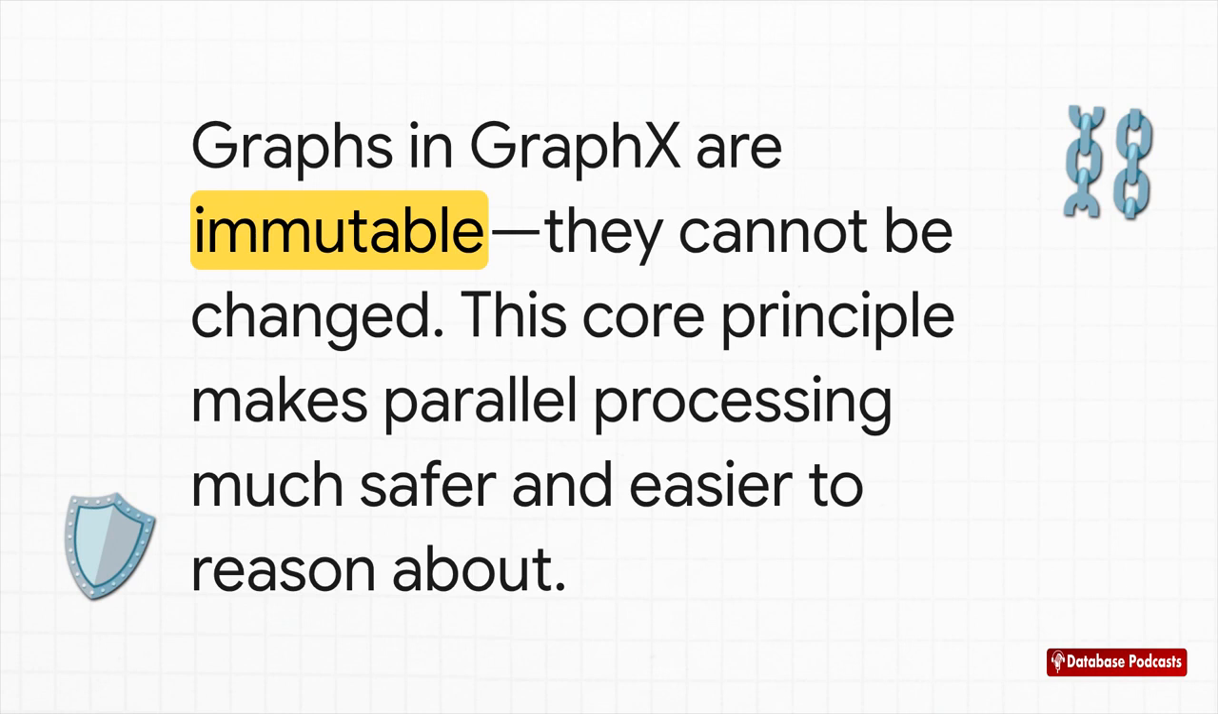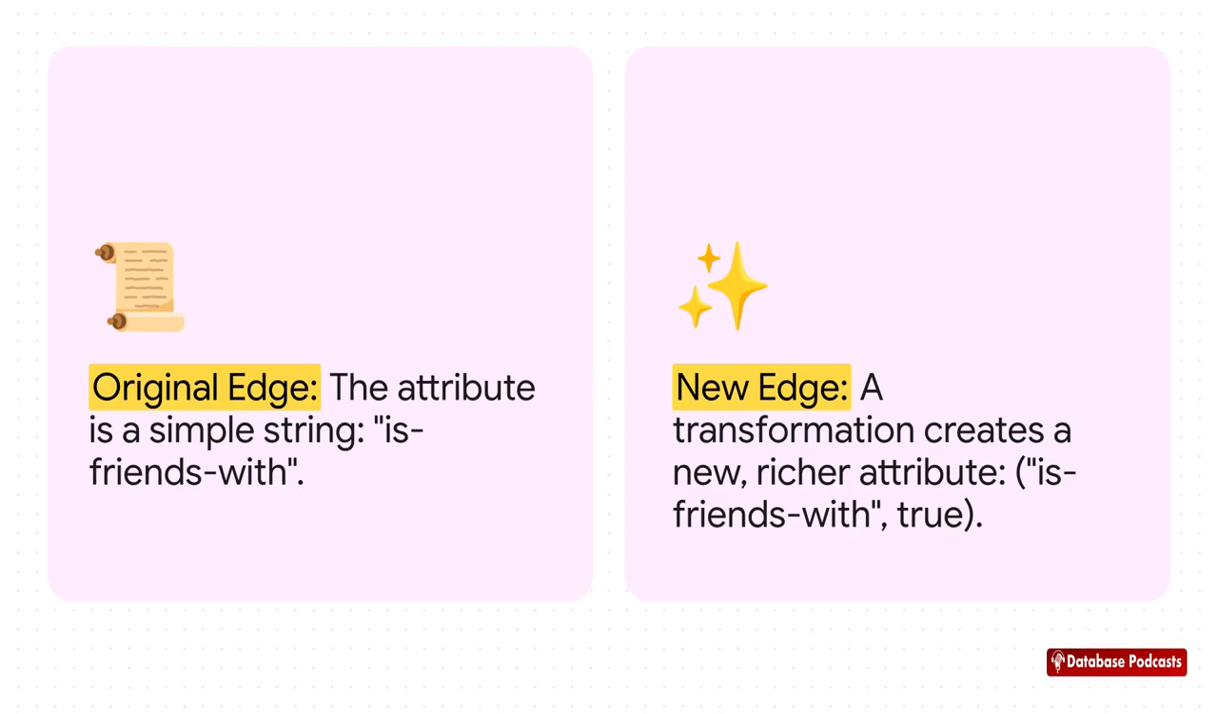So, if you can't change a graph, what are you supposed to do? You create a new one. Every single transformation in GraphX takes your existing graph as input and produces a brand new, shiny graph as the output. The original graph is left completely untouched, safe and sound.